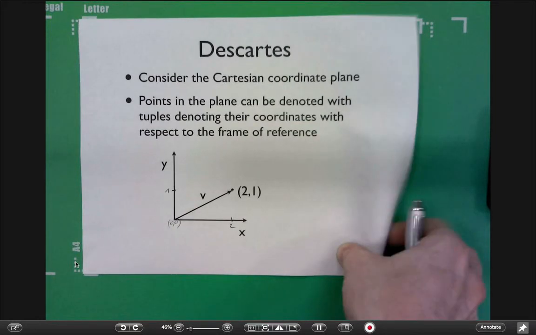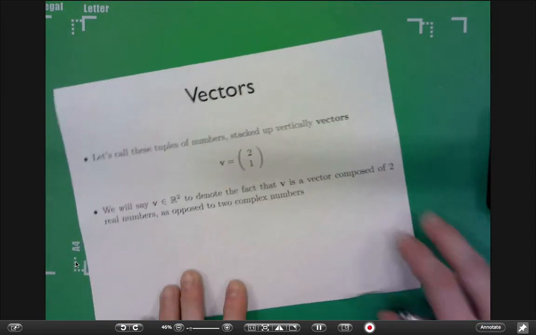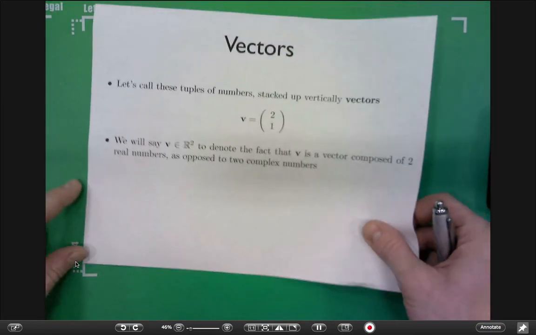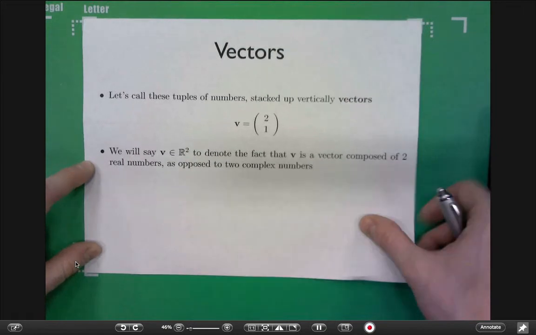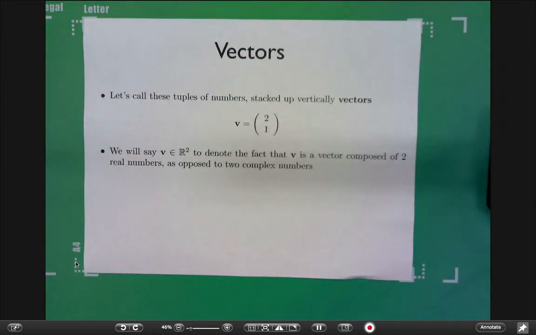So let's talk a little bit more intuitively about vectors. As I said, you can think about it as a tuple of numbers. So in 2D, it would be a pair, right? Like here, (2, 1). Or you can think about it as an arrow in the plane. That would be the geometric point of view.